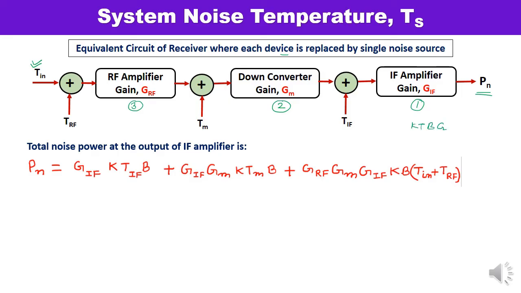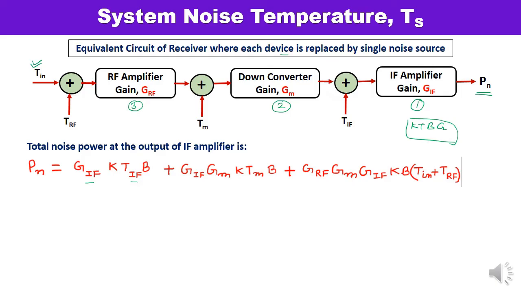B into G. So here you just remember K is the constant, B is the bandwidth which is also constant, G gain of IF amplifier is GIF and temperature TIF. Now write down the term due to the second stage at the output. Here what you are going to write is GM K TM B into gain of IF amplifier also.